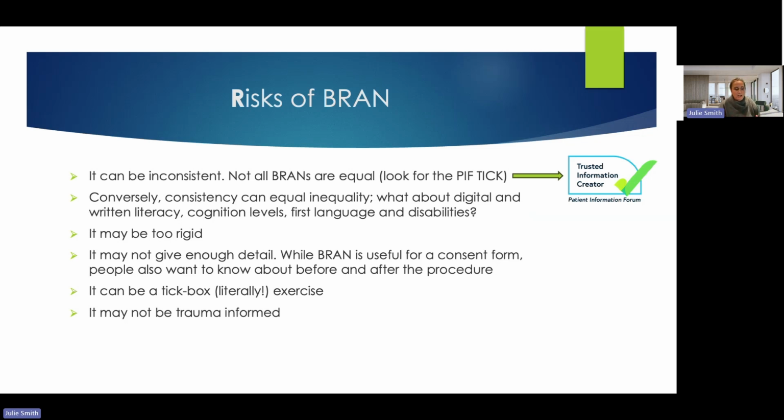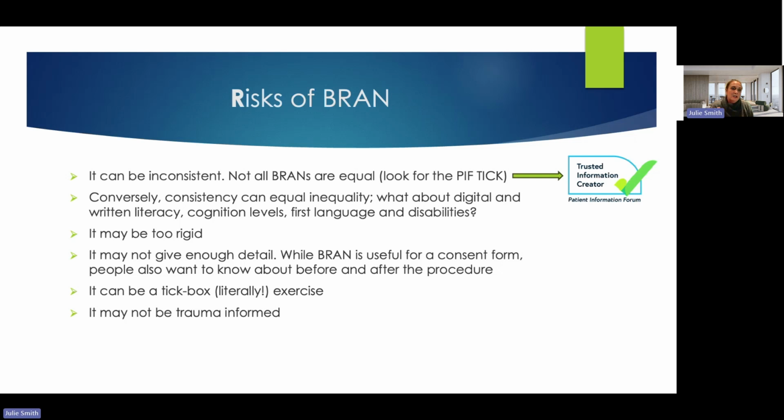However, if we talk about all information being equal, if all the information is presented in the same way, there is a risk of inequality. Has there been a consideration for digital and written literacy? What about our cognition levels? Is it written in our first language? And what about learning disabilities? Is it accessible to us depending on our different needs? And if everyone is given the same information, then that is not the case.